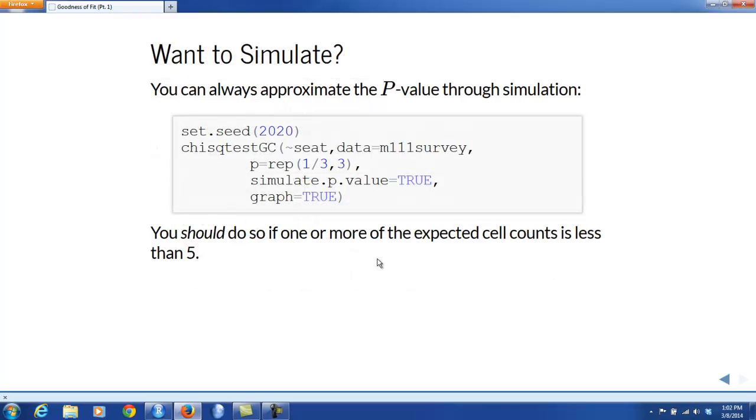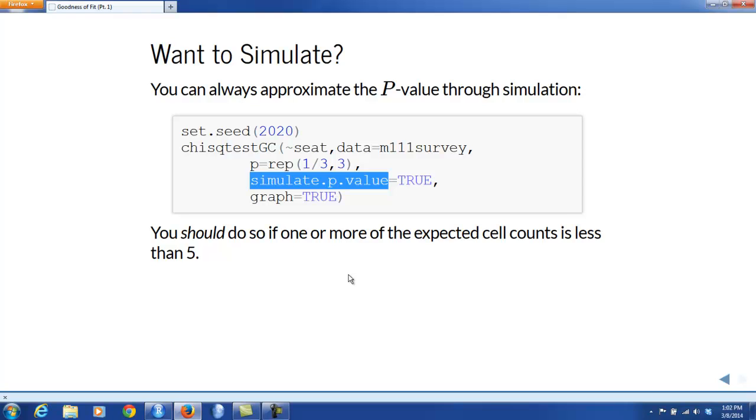To close, I'd like to note that if you do want to simulate your p-values, you can always do so. You don't have to do it only when the expected cell counts fall below 5. You can do it anytime you like. It's a good idea to set a seed when you plan to do anything random. And then when you apply the chi-square test GC, provide all of the usual information, but set the argument simulate.pvalue to true.